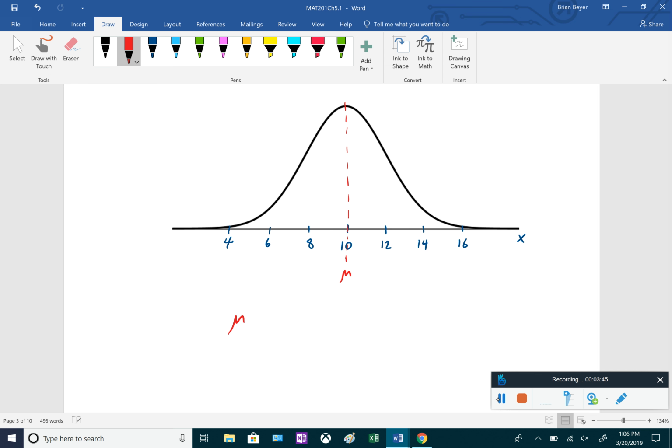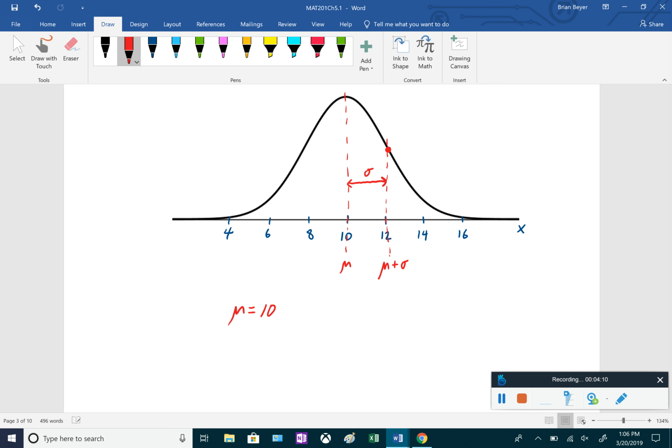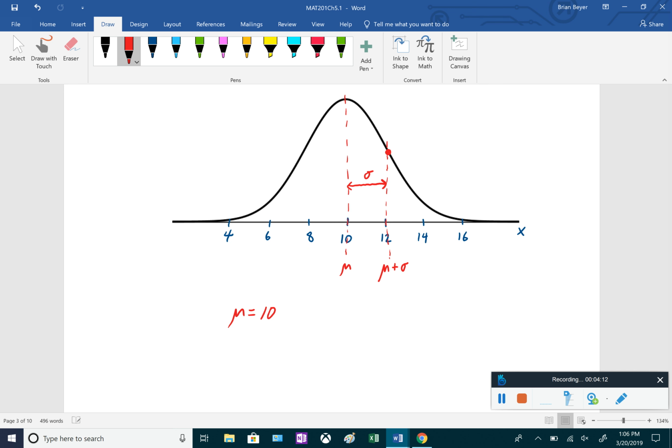So mu equals 10. And to check one standard deviation away from the mean, we have to go to this inflection point, that change of curvature, and we go straight down. That represents mu plus sigma. So this distance right here is sigma. That's a distance of 2. So sigma, the standard deviation, is 2.